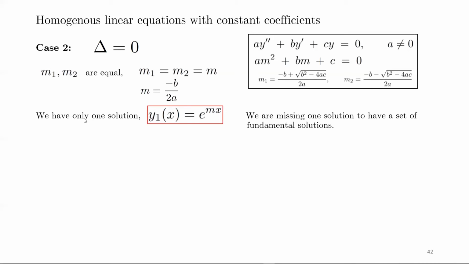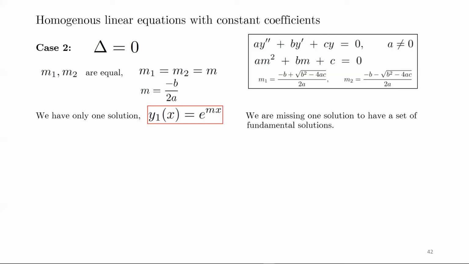We only have one solution in this case. We only have one root to this quadratic, only one solution to this auxiliary equation. So the solution y1 of x is equal to e to the mx. To be able to form the general solution to the ODE, we need two solutions, because we need a fundamental set of solutions. So we're missing one solution.